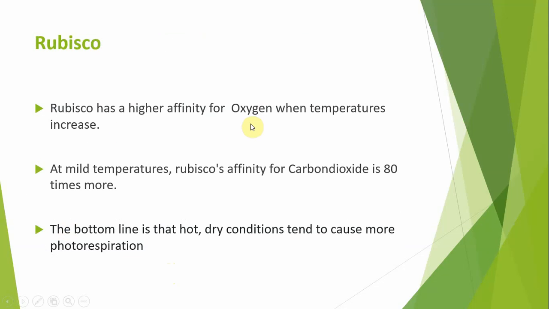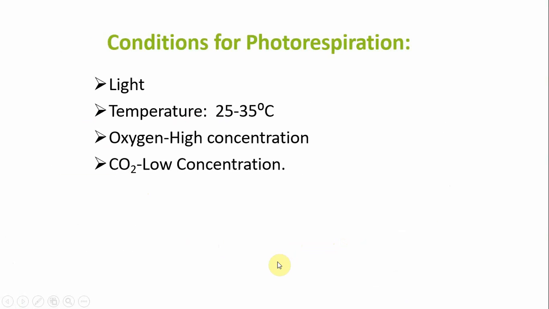Rubisco has high affinity for oxygen when temperature increases under light conditions. At mild temperatures, Rubisco's affinity for carbon dioxide is 80 times more. Remember, at mild temperatures, but when the temperature increases, it shifts to its oxygenase activity. So the bottom line is that dry, hot conditions tend to cause more photorespiration.